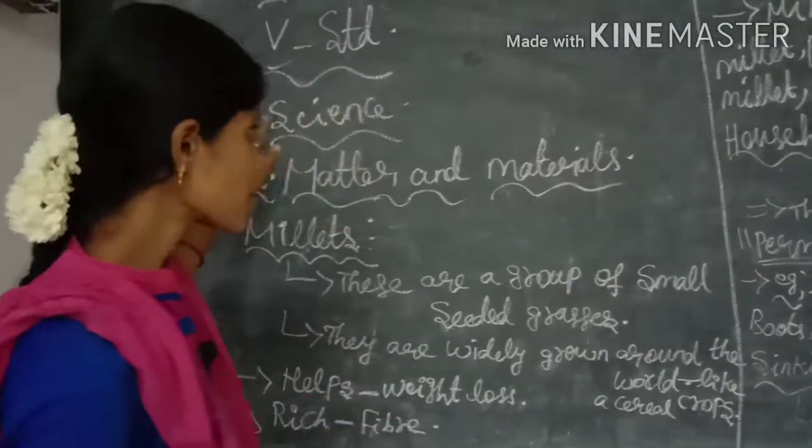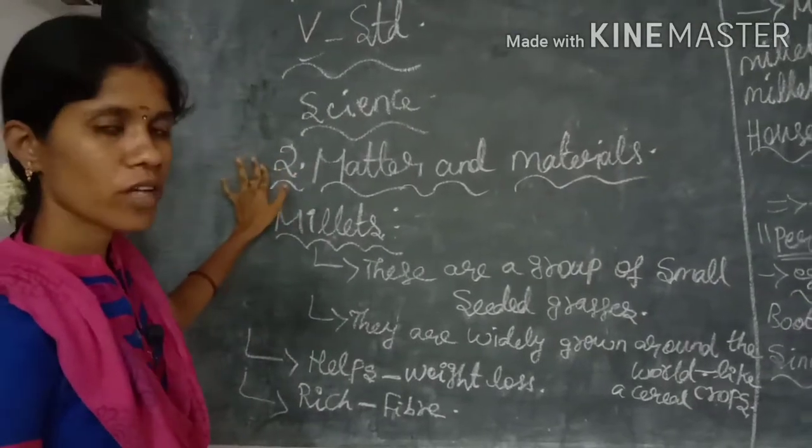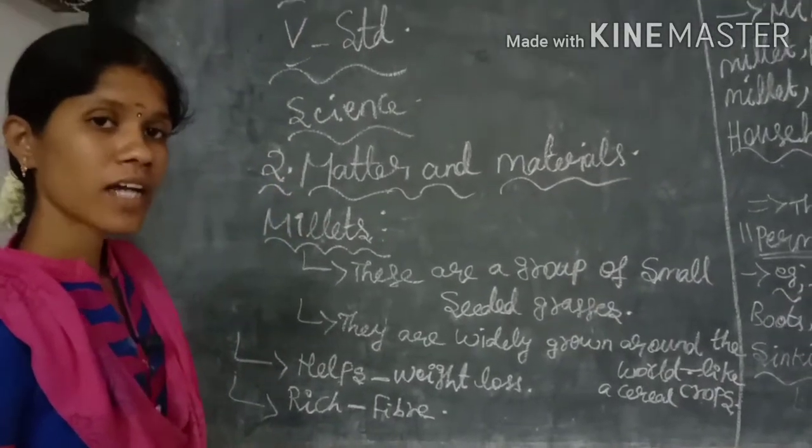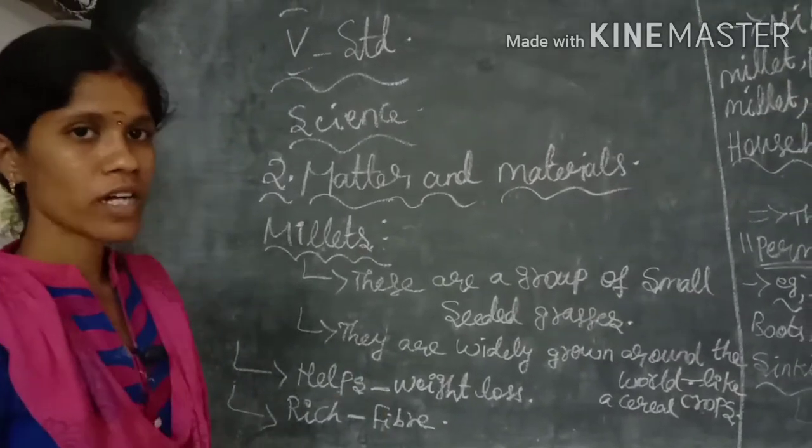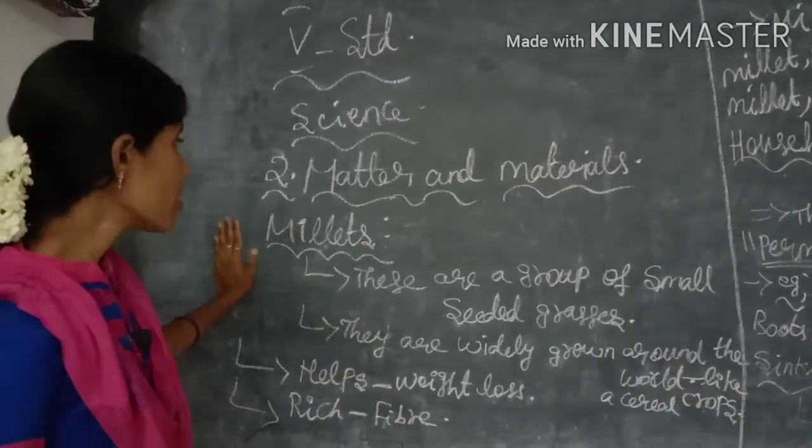Our second lesson in science is matter and materials. In the last class we have seen the types of grains such as wheat, maize and rice. To continue that lesson, now we are going to learn about the millets.